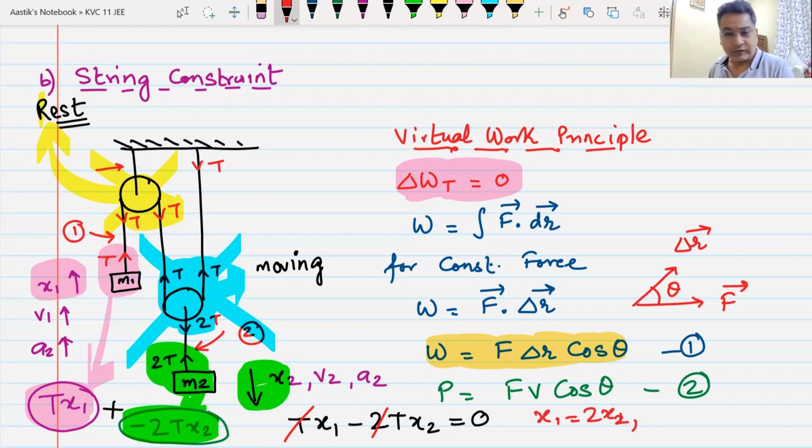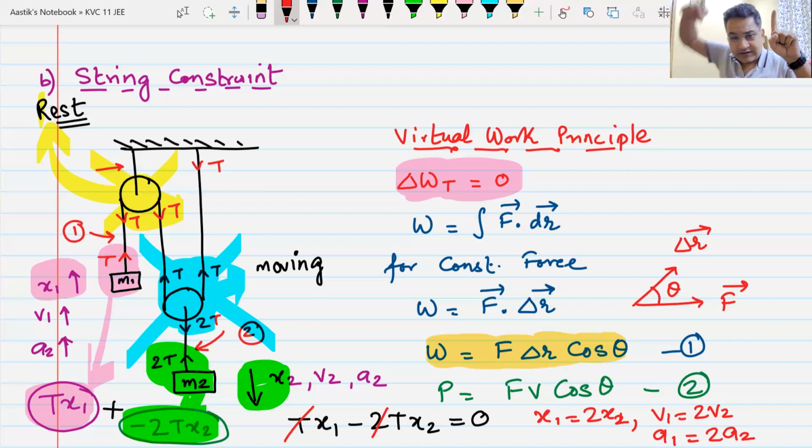If I had taken power instead of work, I would get the relation v1 is twice of v2. If I differentiate it, I will get a1 is twice of a2. That means if block 1 is moving with an acceleration a1 and this is moving with an acceleration a2, this a1 will be twice of this a2.